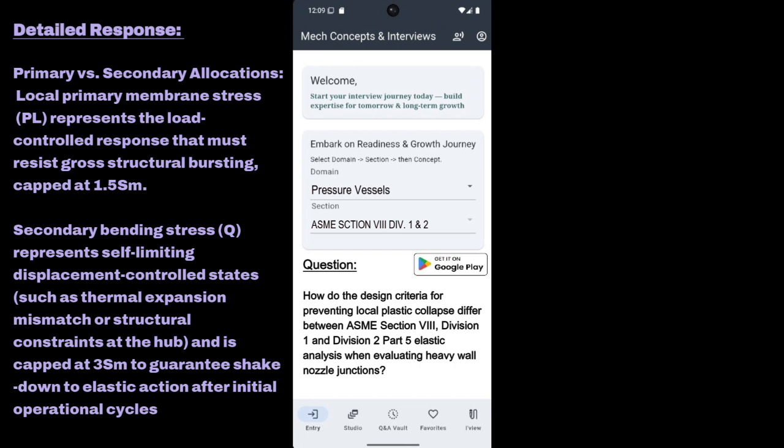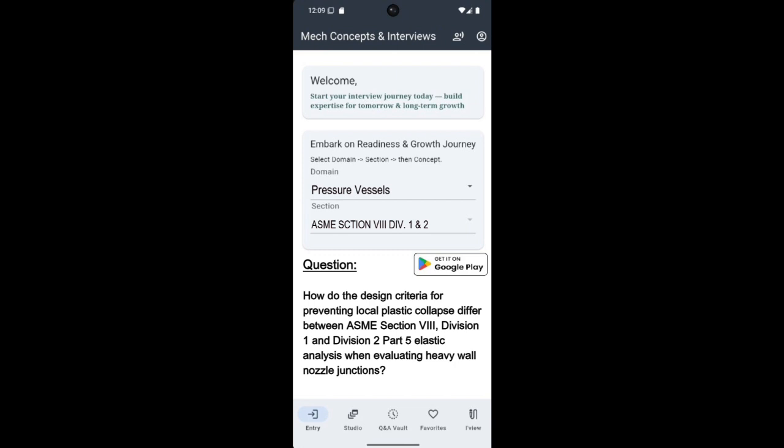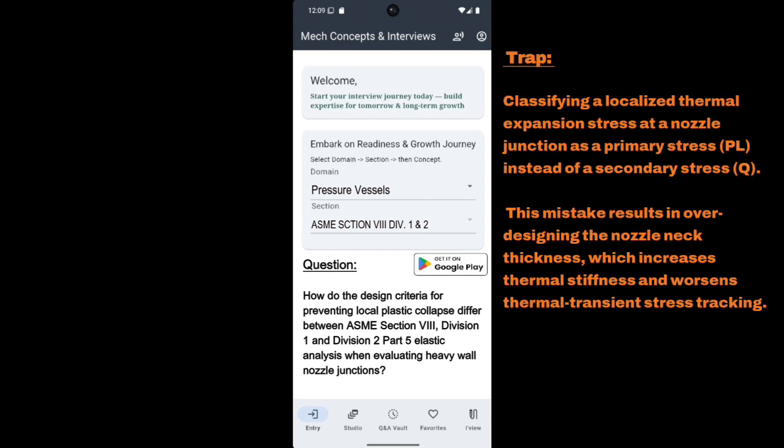Because in high-temperature refinery applications, throwing raw metal at a problem frequently creates a much more dangerous vulnerability. The assumption that thicker is always safer is a dangerous engineering trap. A trap. Explain. Well, if a structural engineering team relies on Division 1, or if they misuse Division 2 by misclassifying a localized thermal expansion stress at a nozzle junction as a primary membrane stress instead of a secondary bending stress, they are forced to over-design the nozzle neck thickness. So they bulk it up. Right. They add massive amounts of steel to satisfy that stringent 1.5 S sub m primary limit.